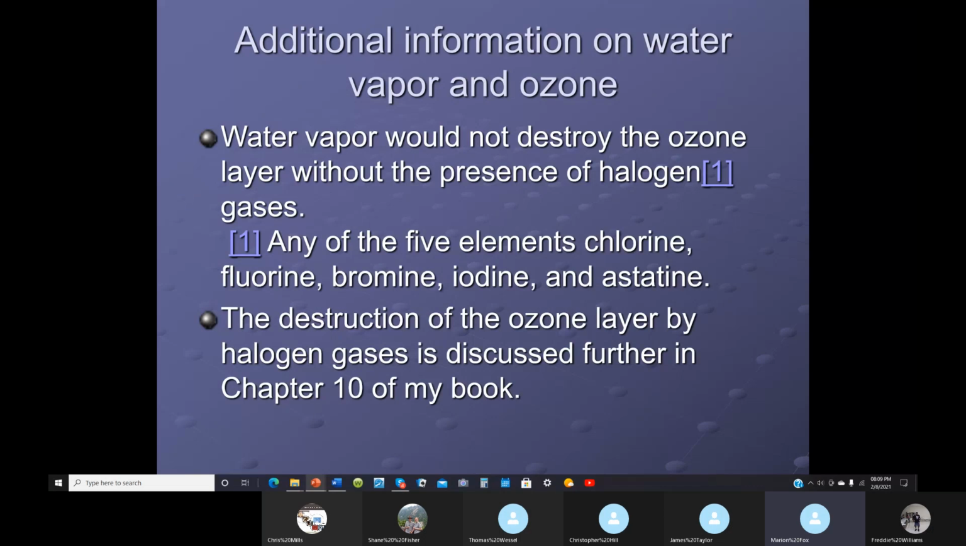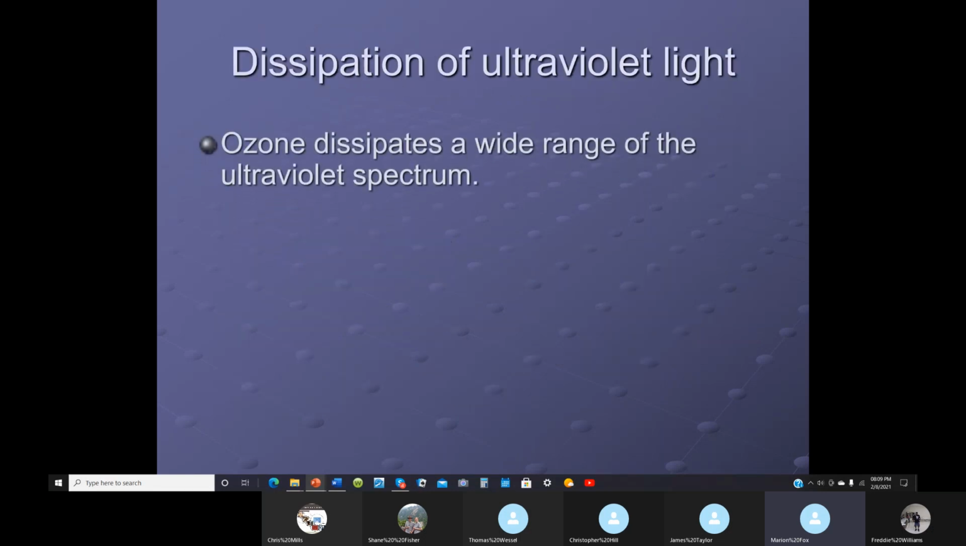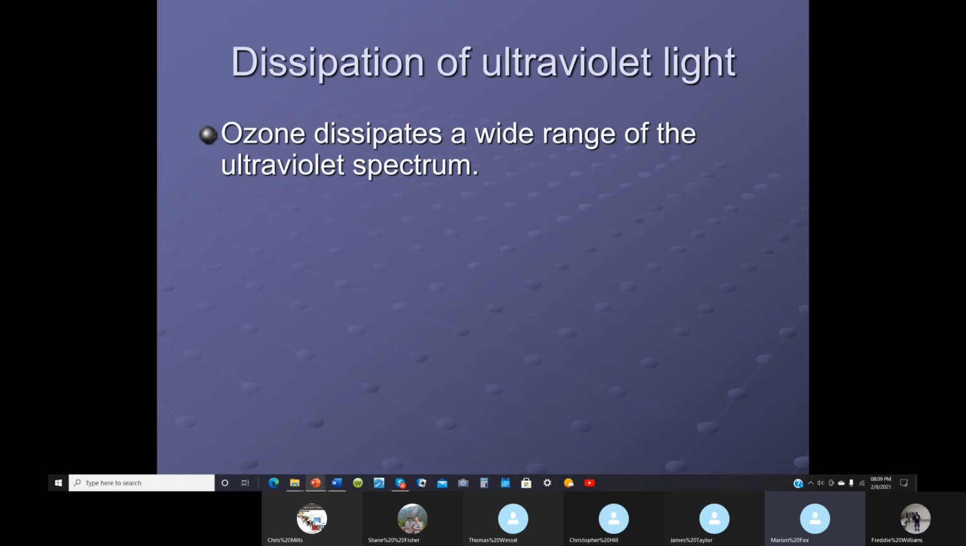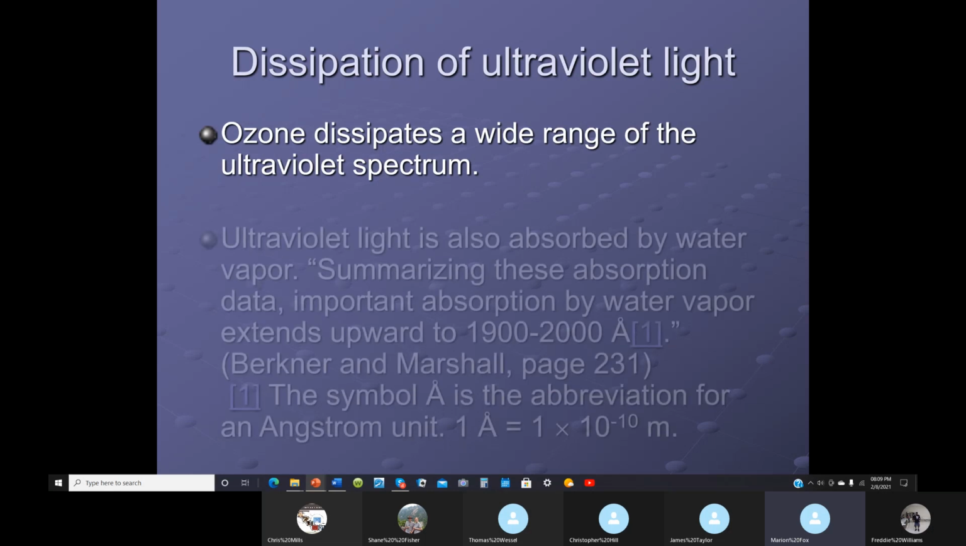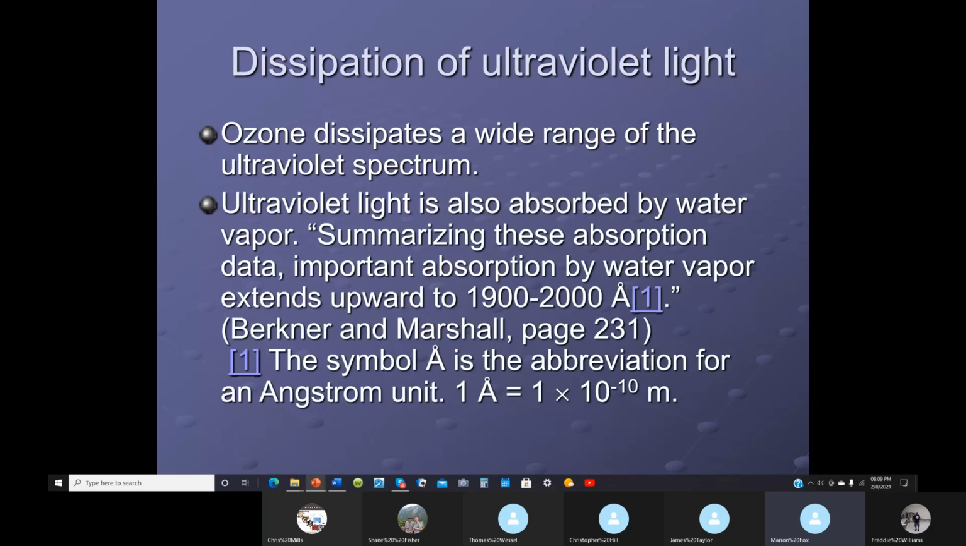The destruction of the ozone layer by halogen gas is discussed further in chapter 10 of my book. We'll come back to it at a later time. Now, ozone dissipates a wide range of the ultraviolet spectrum. Ultraviolet light is also absorbed by water vapor, so we're going to look at water vapor now.